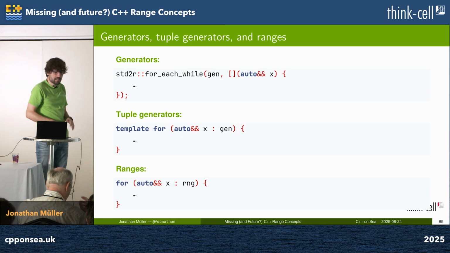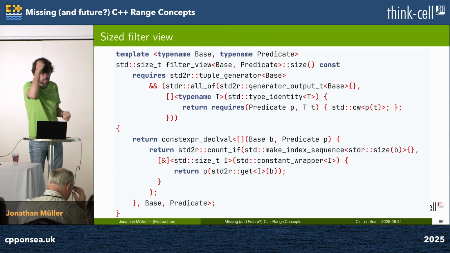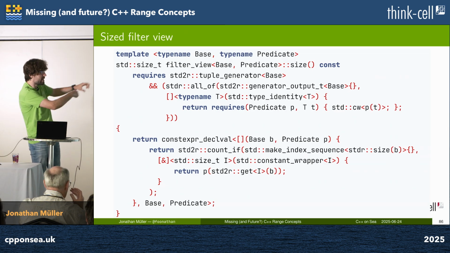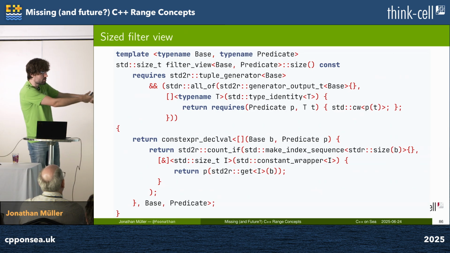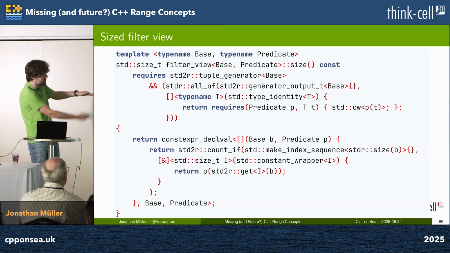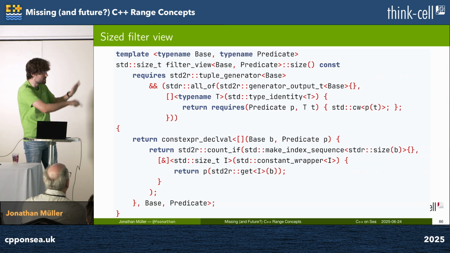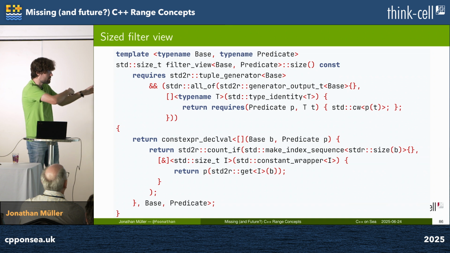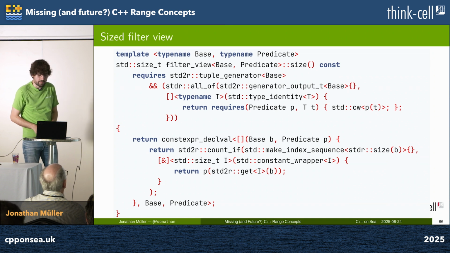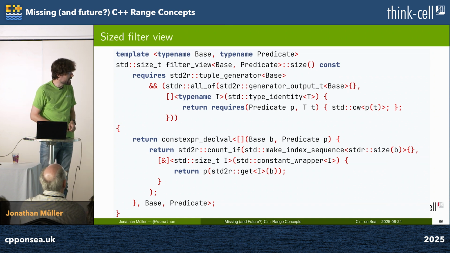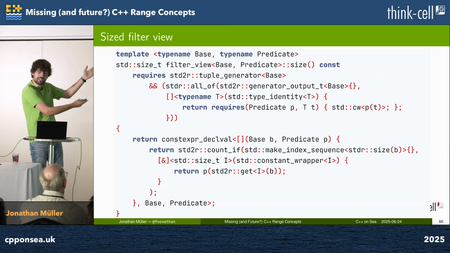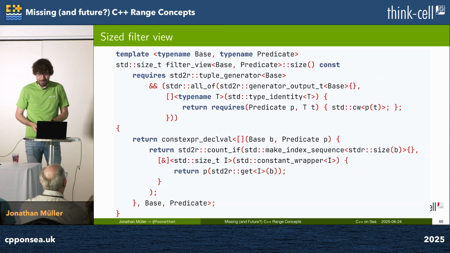And with tuple generators, we can finally make our filter view compile time sized. Because what we're essentially just doing, we get all the elements, we decltype the thing, pass that to the predicate, and then count that all up. And this is an entirely compile time sized expression now that just does some work at compile time to count all the types out there. And this took me a while. But anyways, with this simple code, your filter view is now compile time sized.